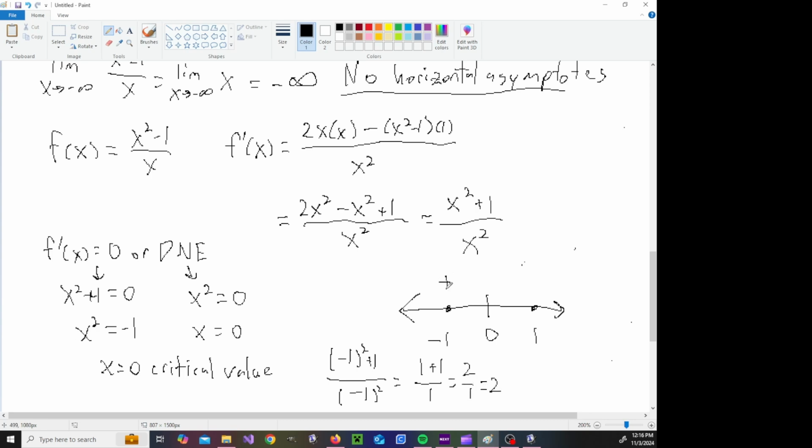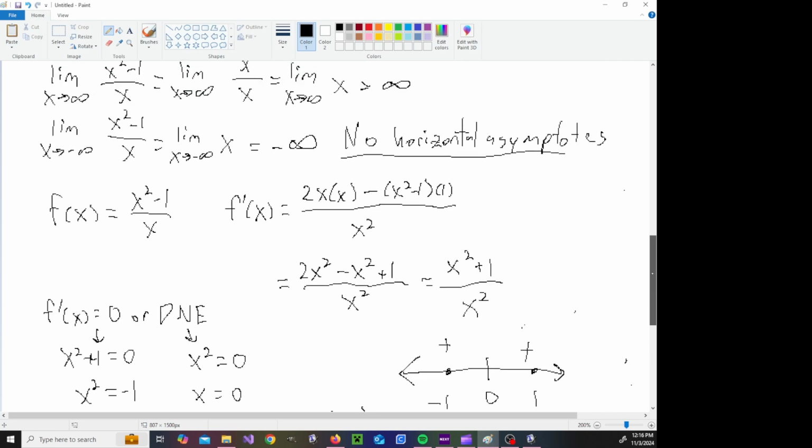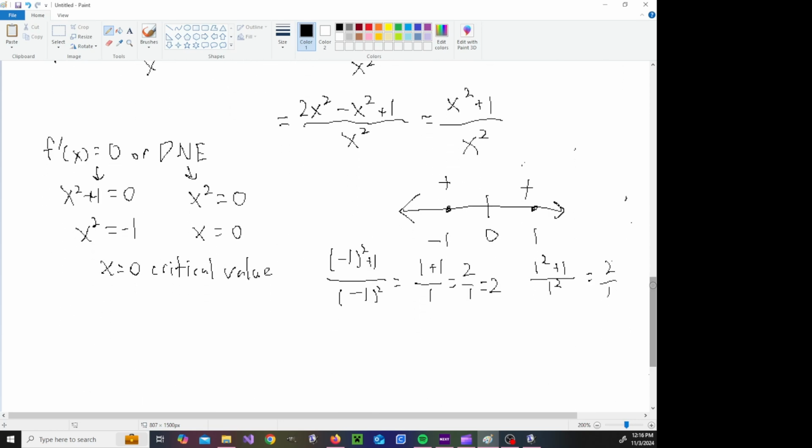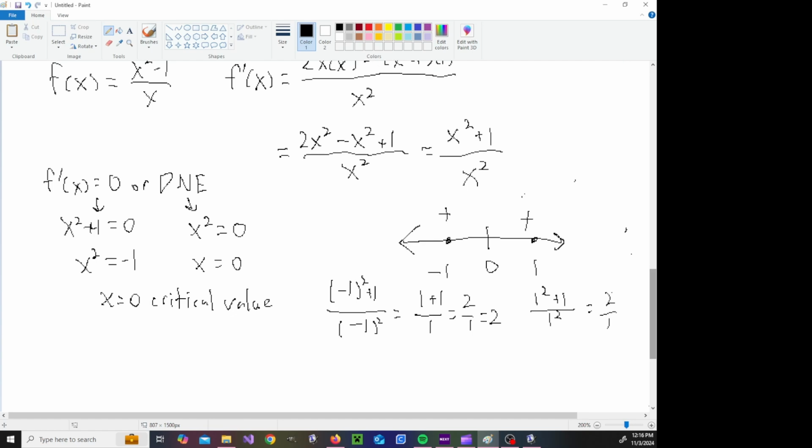So that's positive. Well, now if I plug in positive 1 here, positive 1 squared over positive 1 plus 1 over positive 1 squared. That's also 2 over 1. So that is also positive. So my function should be increasing pretty much everywhere, right?